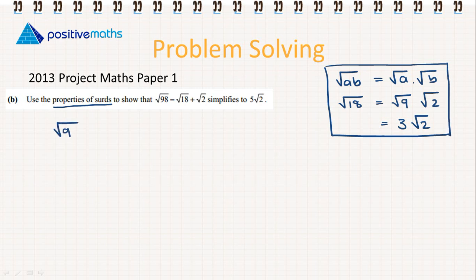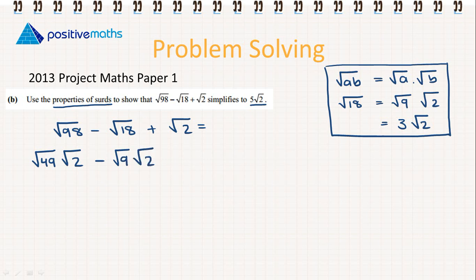Okay, so we want to simplify the square root of 98 minus the square root of 18 plus the square root of 2. We want to simplify it to 5 times the square root of 2. So what we're going to do is break up 98 and 18. We're going to rewrite the square root of 98 as the square root of 49 by the square root of 2. And we're going to rewrite the square root of 18 as the square root of 9 by the square root of 2. And then plus the square root of 2.